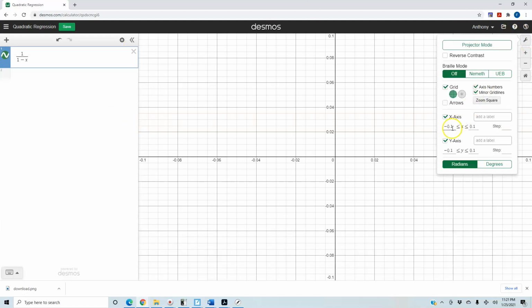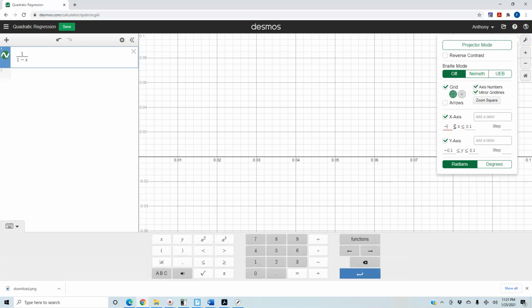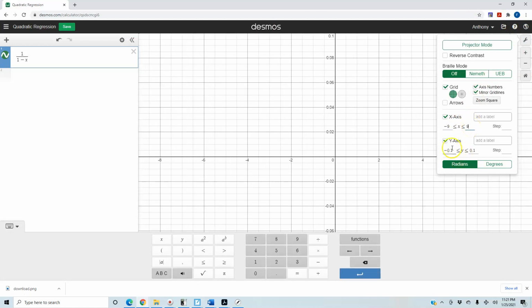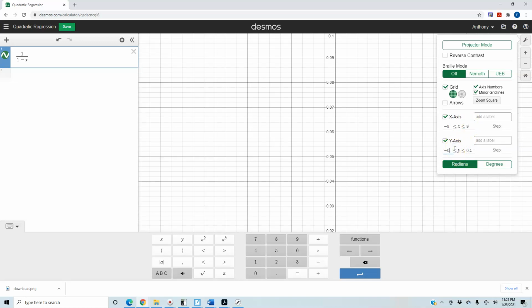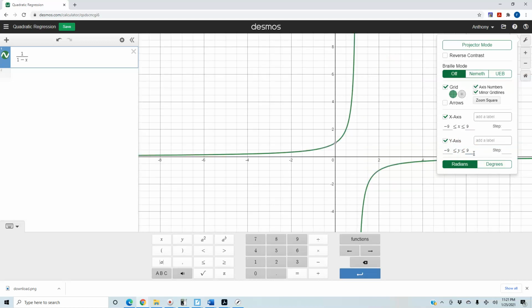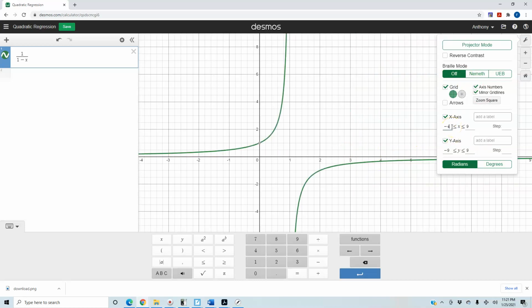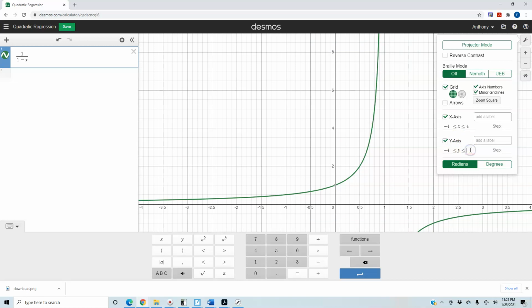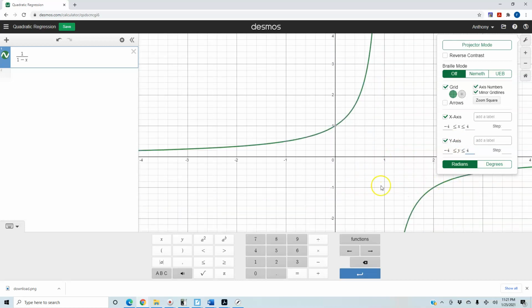I think the first one that we did was -9 to 9. Well, it automatically eliminates that. So it kind of works pretty well here. If we change this to -4 and +4, we can see here that Desmos works really well on graphing this particular function.